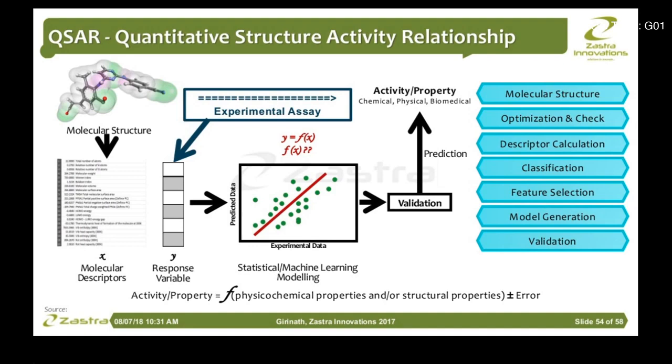We are trying to understand how far the structural property is dependent on those chemical, physical or biological properties. We are trying to relate or correlate them. This correlation process is achieved by statistical or machine learning methods. This whole process together we call QSAR. Now, why are we doing it?